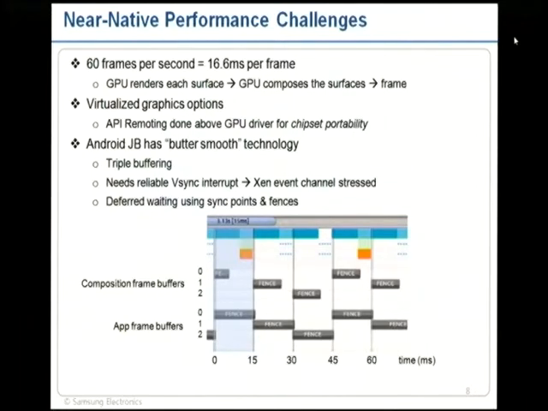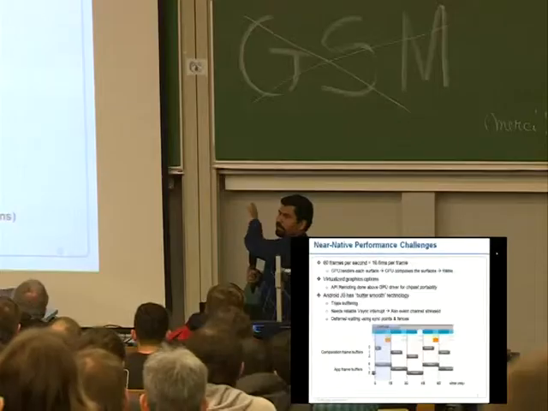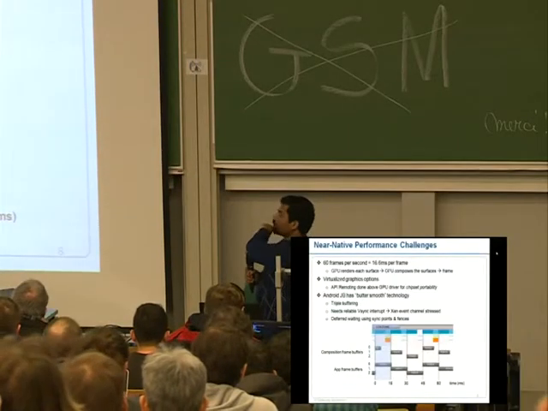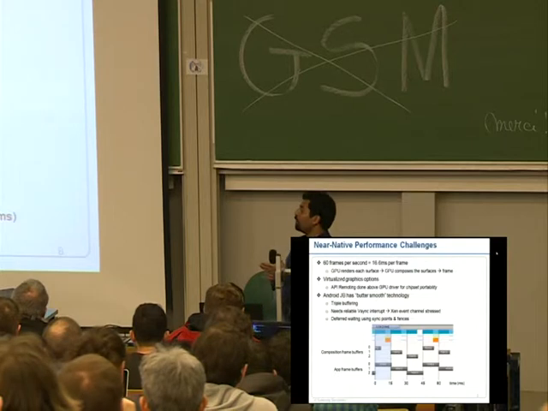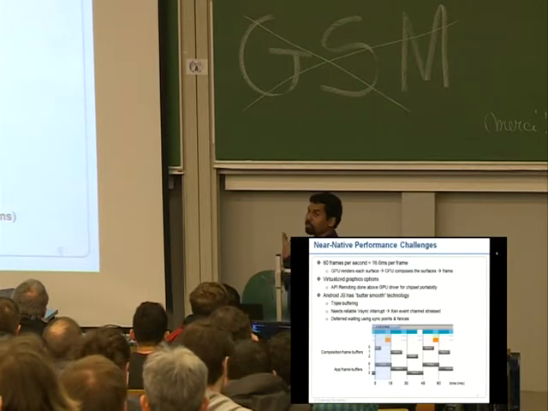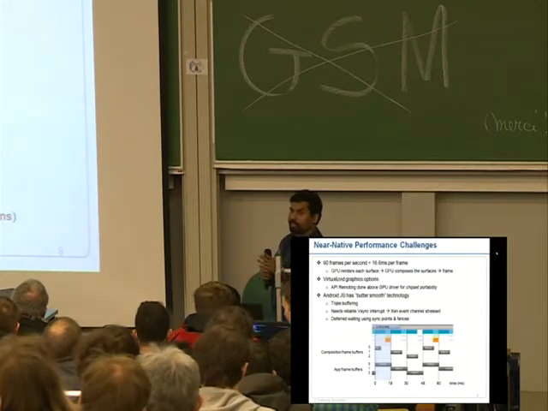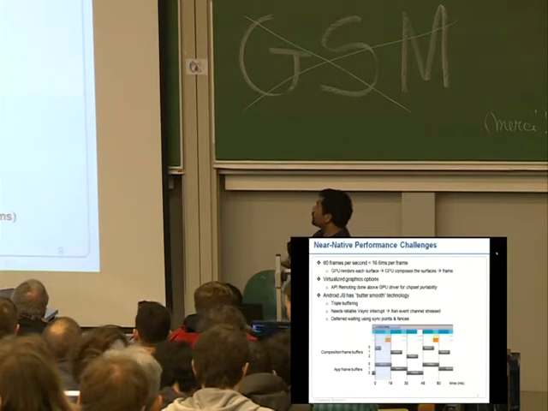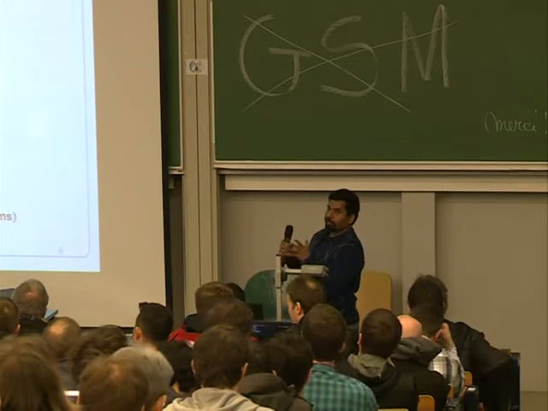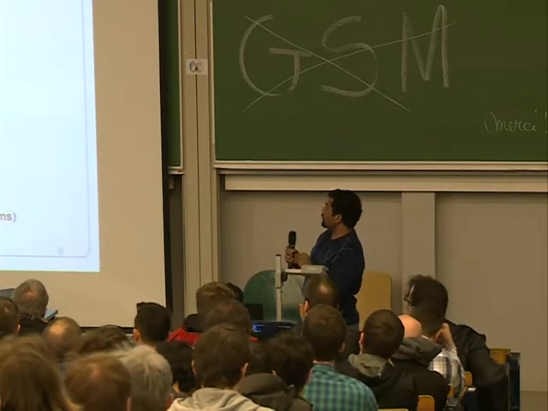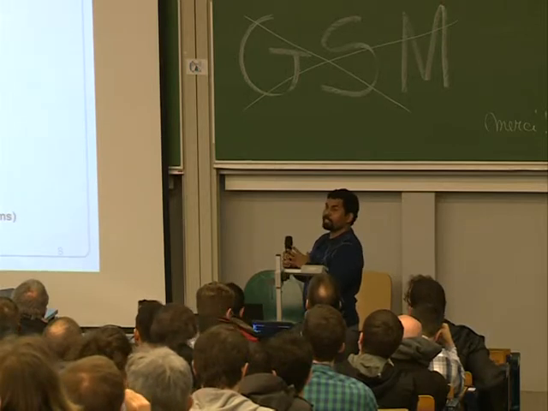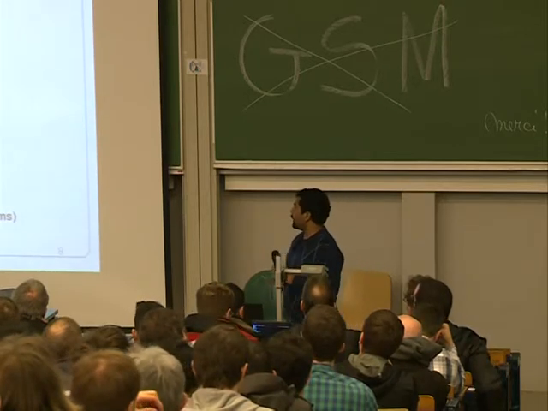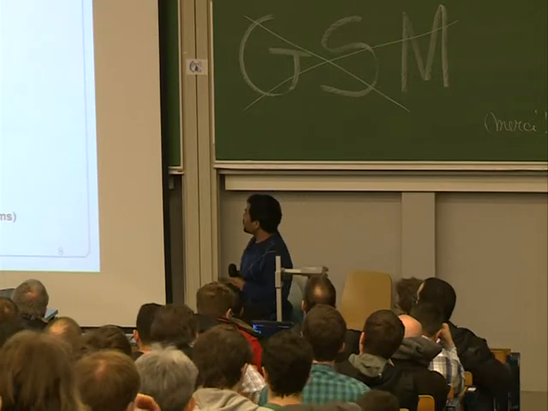Android's Jelly Bean Buttery Smooth technology, which is triple buffering and VSync interrupts. If you see the VSync interrupt, it's a virtual interrupt in DOM-U. So we use the Xen event channel, and when we run a benchmark, the amount of events that pass through is immense. So the event channel is quite stressed. So we had to do some optimizations to make sure that we don't miss VSync interrupts and the performance does not deteriorate.